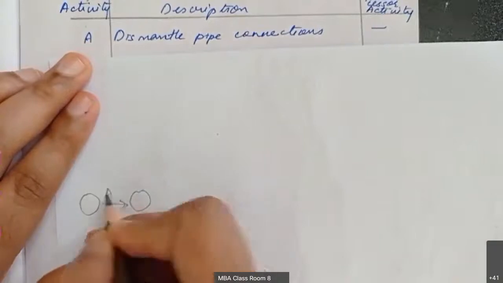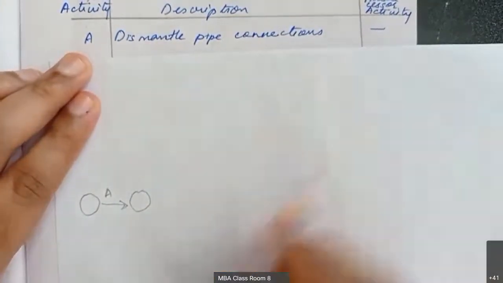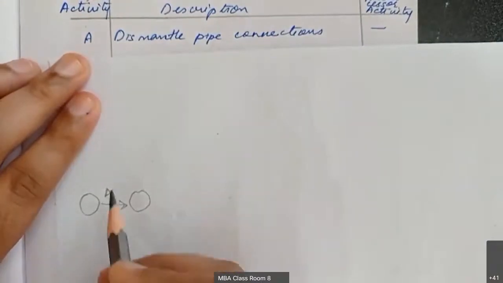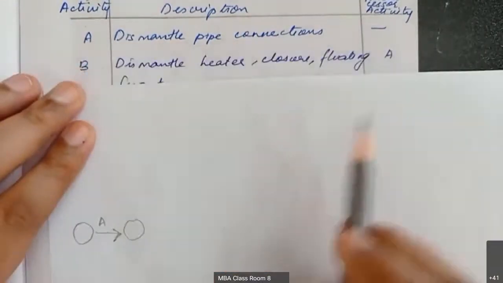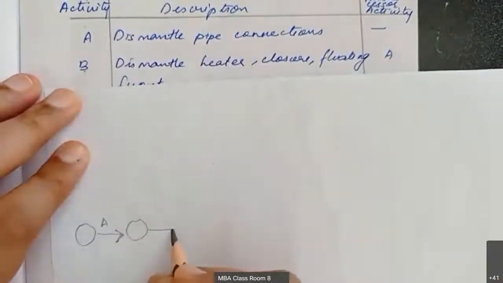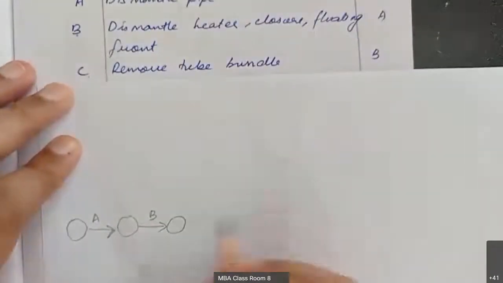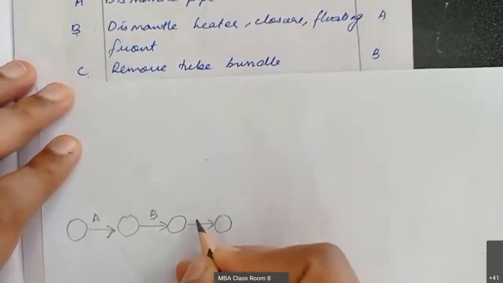First one, we draw A. Okay, so dash is there. So there is no predecessor for A. There is no activity before A. That is the meaning. Okay, so A we have drawn. Next one. After A, B. Okay, so after A, I'm going to draw B. After A, we have activity B. Next one, after B, C. After B, we have C.